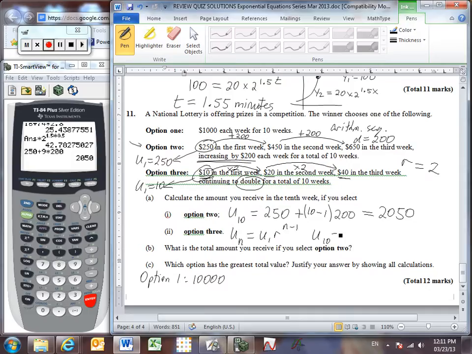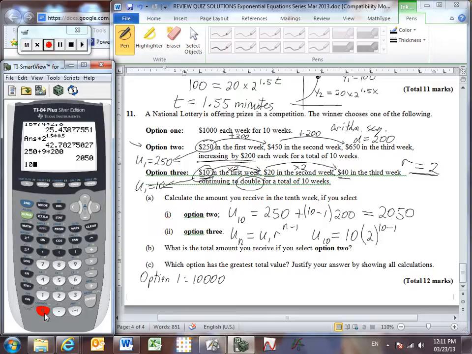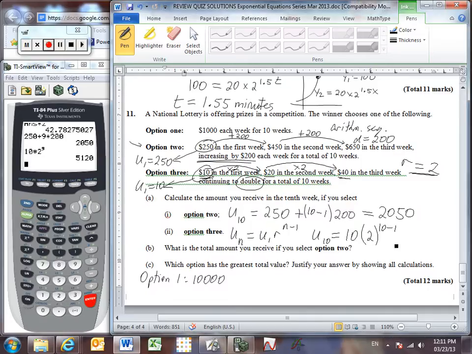In our case, u10 then is going to equal our first term, $10, multiplying by the common ratio of 2 to the power of 10 minus 1. So let's figure out what we get when we do 10 times 2 to the power of 10 minus 1, which, I'm sorry, is 9. And we got, wow, $5,120 in the 10th week. Forgot units. There we go.